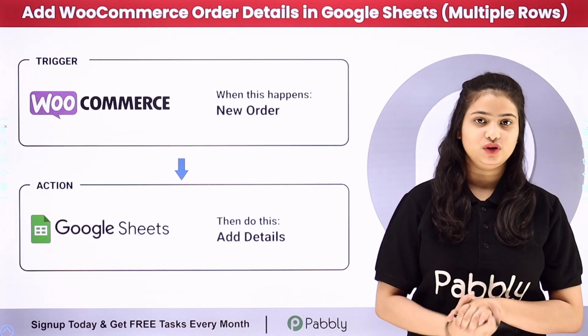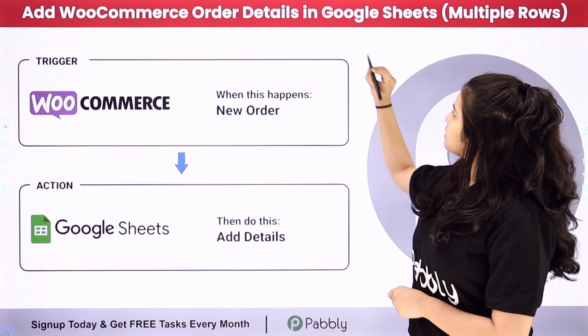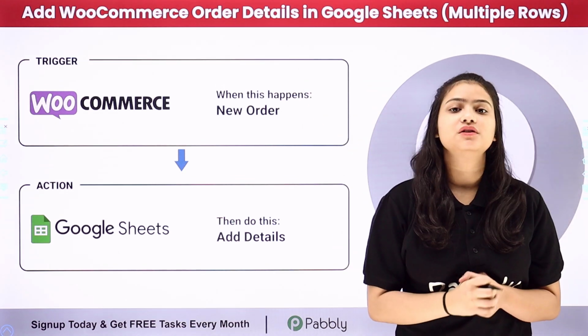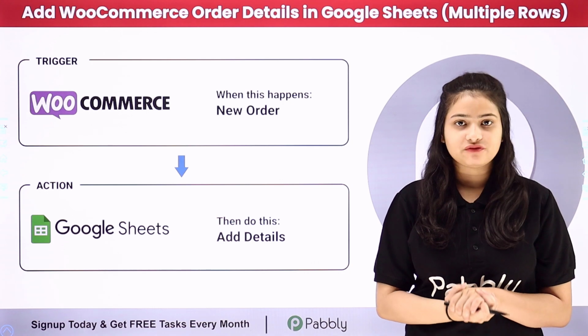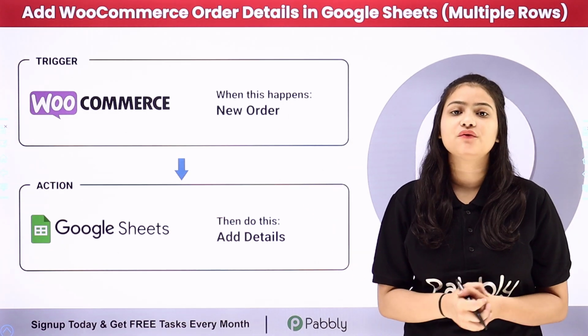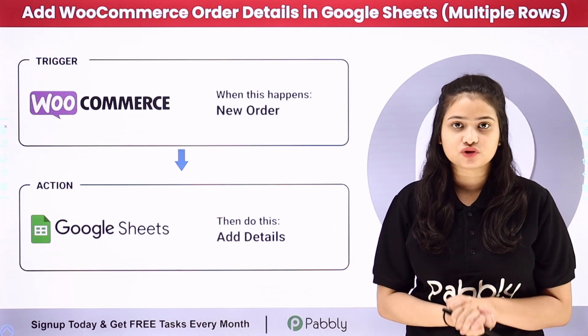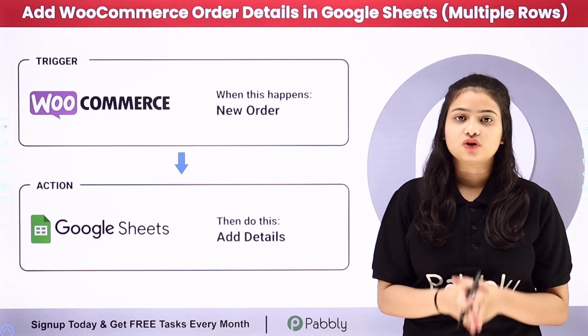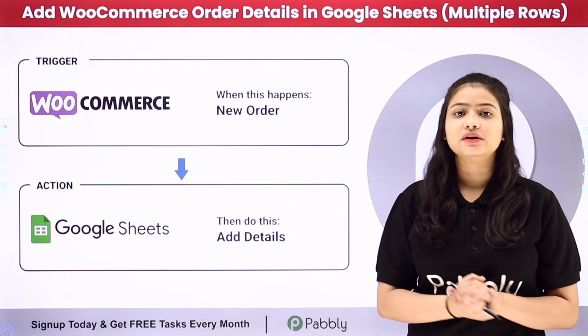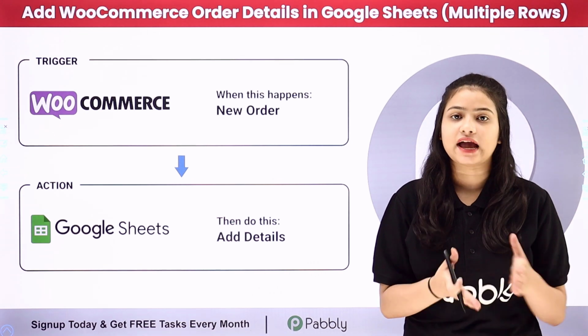In this video, we are going to learn how to add WooCommerce order details in Google Sheets in multiple rows. So here my objective is that whenever a new order is placed in my WooCommerce store which contains multiple products, then automatically the details of that order should be added in my Google Sheets in multiple rows based on each of the product and details.